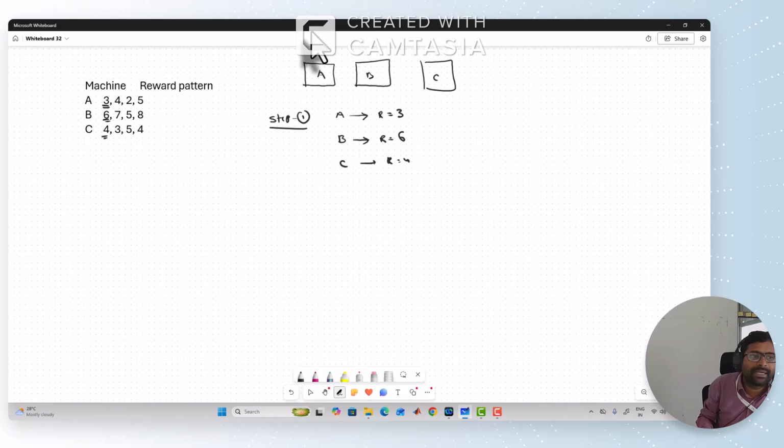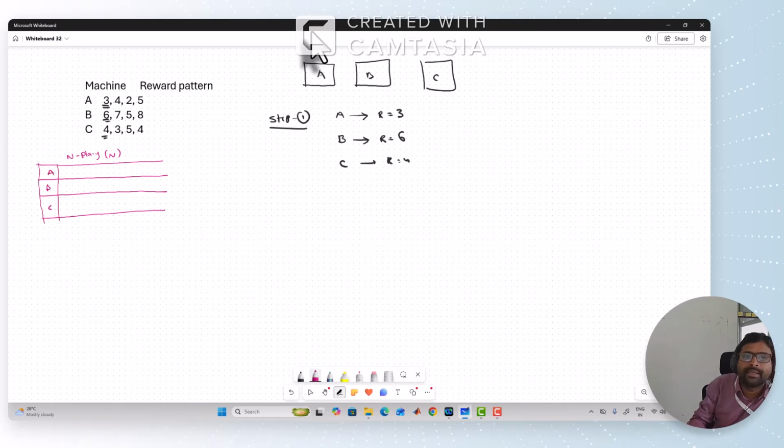Now we have to update a small table. One is called the number of plays table, the N table. It contains how many times each machine participated in the play. So let us take machine A, machine B, and machine C. When the employee started with machine A, this is the first time, so you update 1 here.